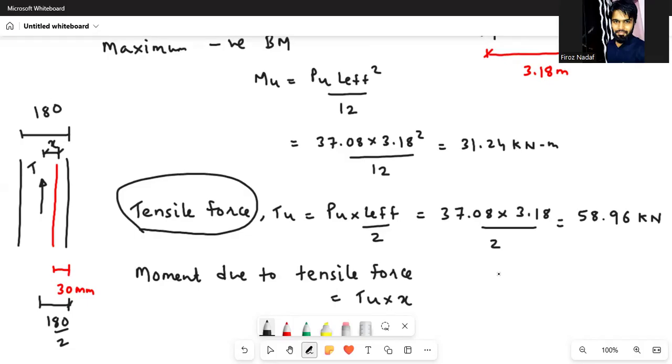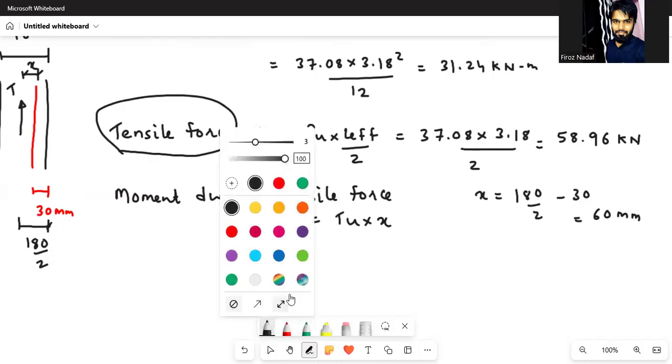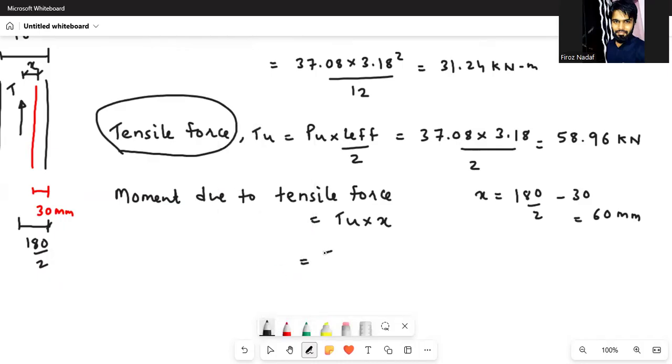How will you calculate x? X equal to 180 by 2 minus effective cover, that is 30 mm. So you are getting this as 60 mm. Just note down the unit. Okay, 60 mm. So Tu you got, Tu is 58.96 into x. X is in mm. Here you can write it down in meter.